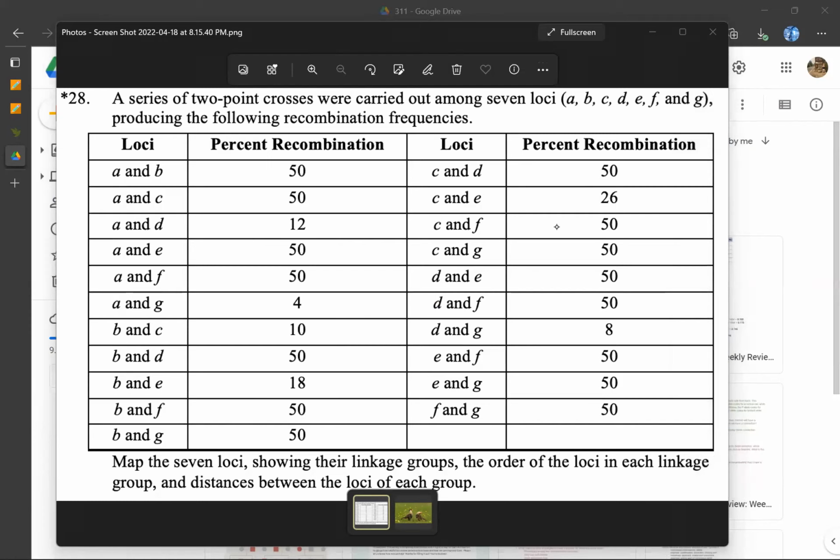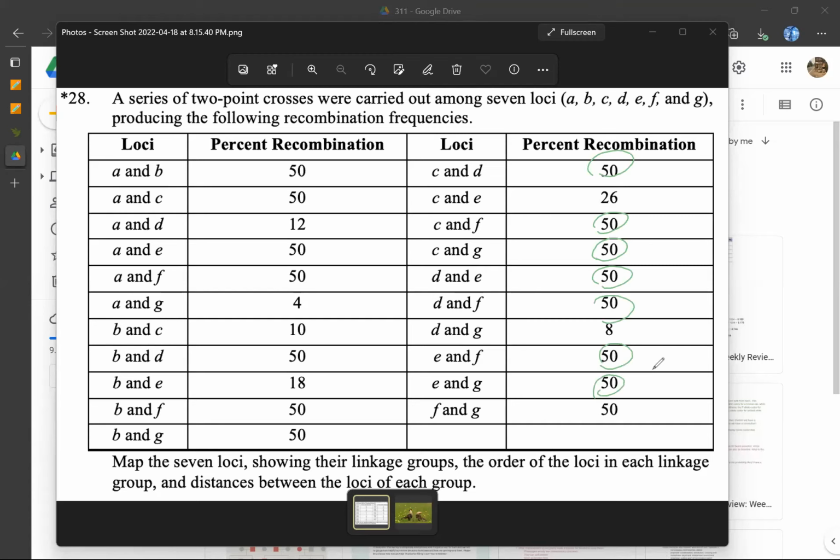So a series of 2-point crosses, producing the following recombination frequency. So we have A through G. Map the 7 loci, show their linkage groups and the order of the loci in each linkage group. So what's the first thing you think we should look for? Yeah, the ones with 50. So we see a 50 here. 1, 2, 3, 4, 5, 6. Wow, that's a lot of 50s.